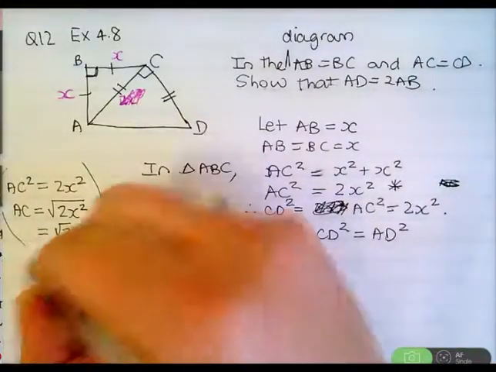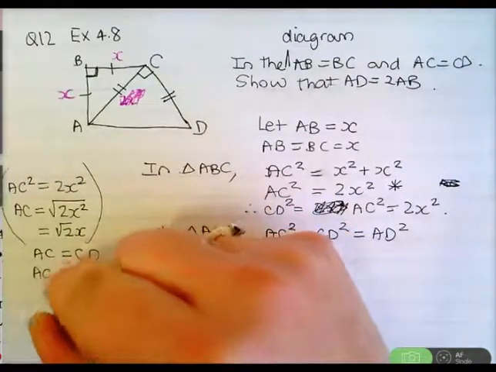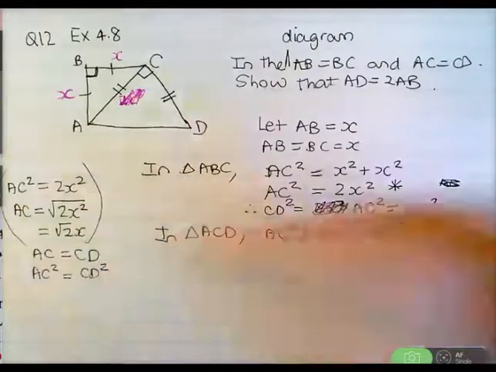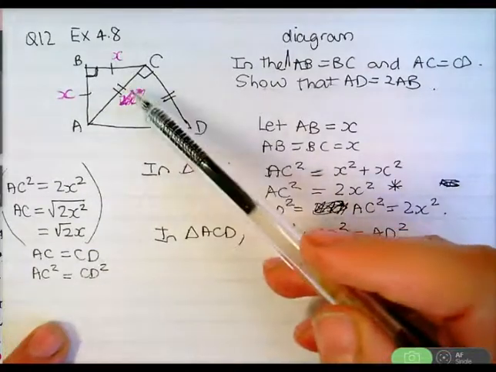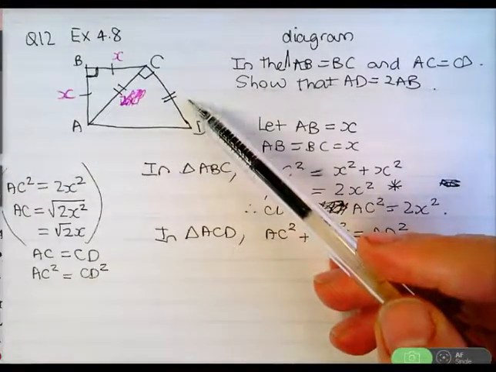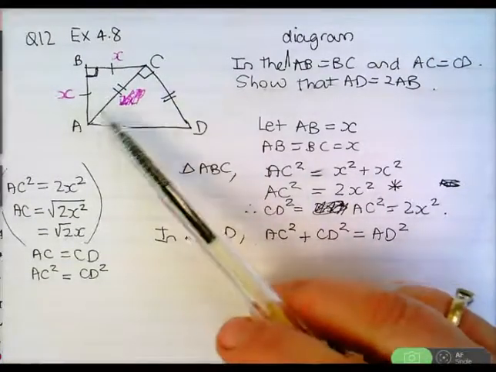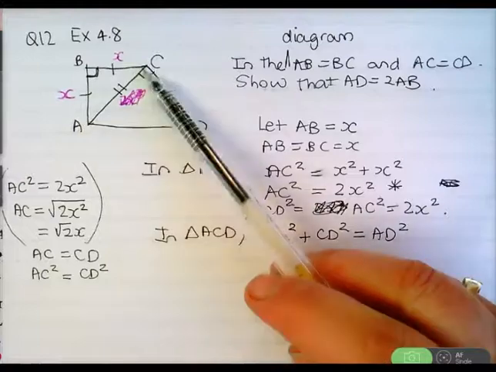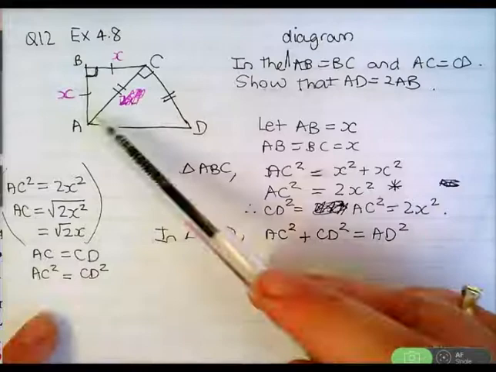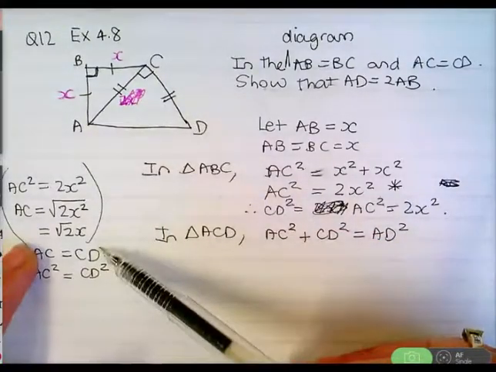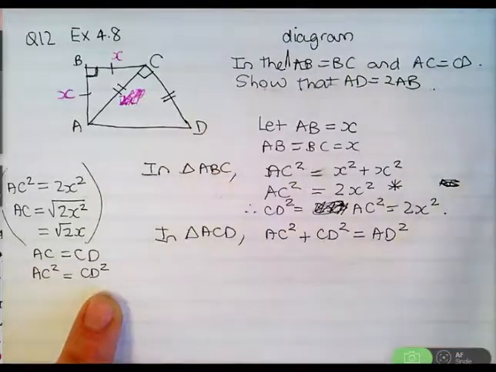Girls, down here, if AC is equal to CD, then it will follow that AC squared is equal to CD squared. Does that make sense? If that side equals that, let's say they're both 5, for example. If AC is 5 and CD is 5, then AC squared would be 25 and this would be 25. So because we know that AC equals CD, it follows that AC squared equals CD squared. All right?